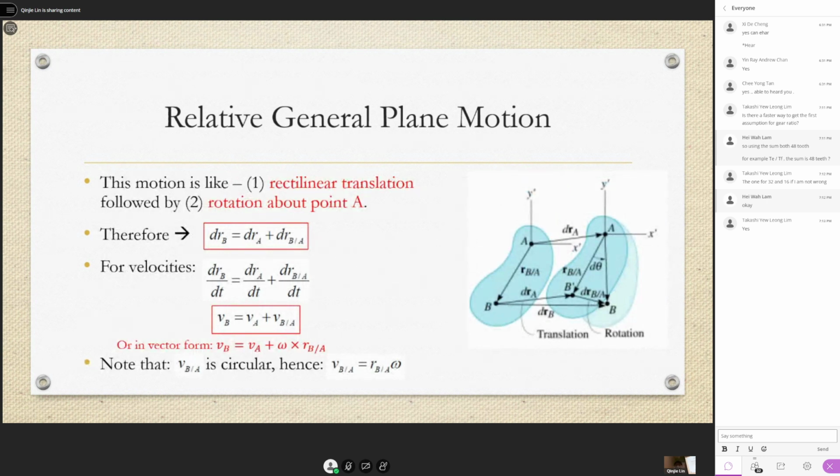So the motion that we just talked about in the previous slide can be described using this 1 and 2. One is rectilinear translation. From here, imagine you translate the object to here, followed by a rotation about point A. So after you move here already, then you rotate the object a bit about point A such that it moves into another position.